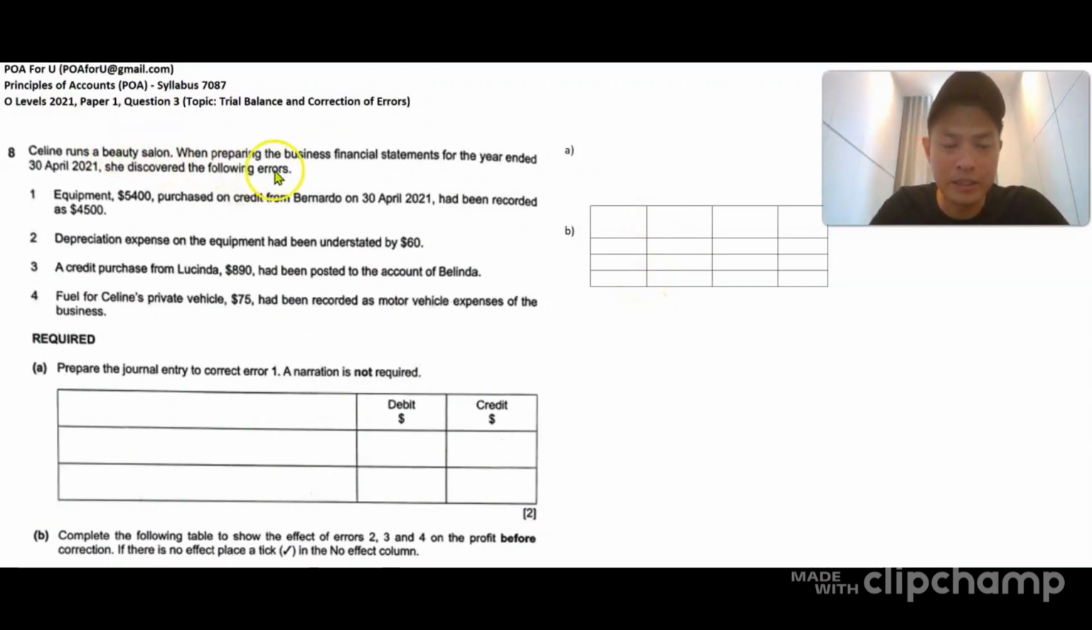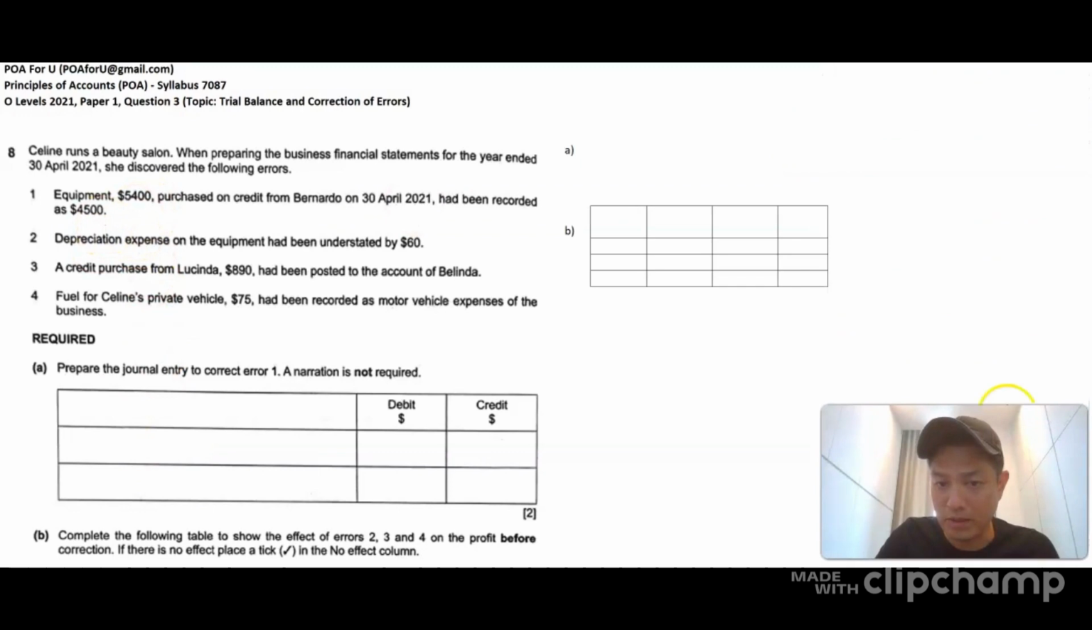Celine has told us that she's got some errors in the end of the year during book closing, and requirement A has asked us to prepare a journal entry to correct error number 1. Error number 1 tells us that equipment of 5,400 purchased on credit from Bernardo had been recorded as 4,005 instead. So the recording of the entry in terms of debiting the account and crediting the account is correct, but it's just the number that was entered that was wrong. So just prepare the journal entry to correct this.